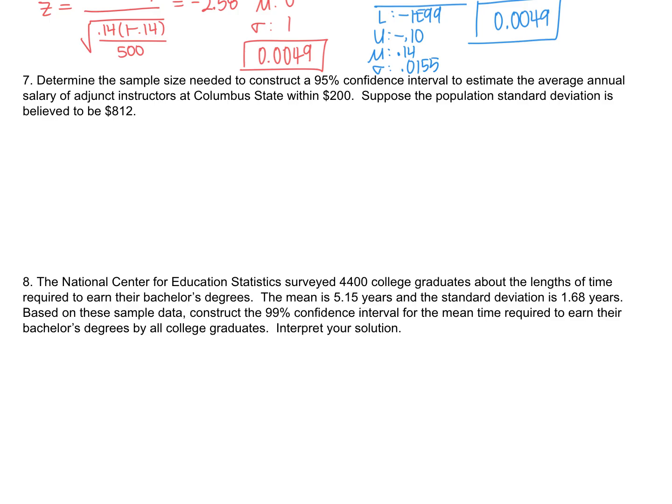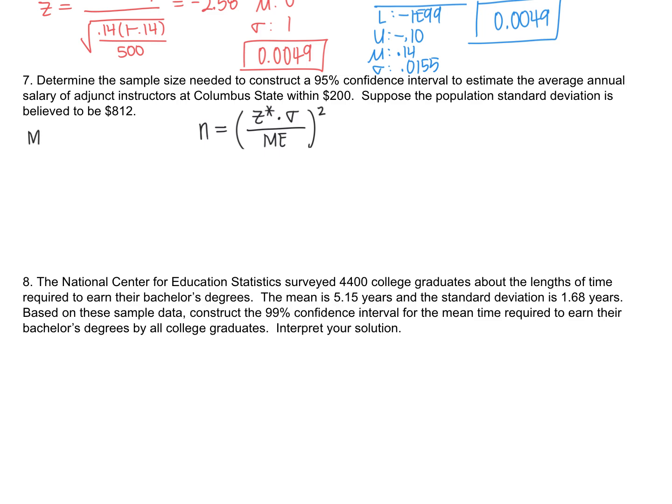So we want to determine the sample size needed to construct a 95% confidence interval to estimate the average annual salary of adjunct instructors at Columbus State within $200. Suppose the population standard deviation is believed to be 812. So when we're solving for sample size, we have to figure out, are we solving for the sample size for means or for proportions? The difference between the two is if it's for proportions, you're going to have percentages. So this is solving for sample size for mean, and the formula is n equals our z critical value times our standard deviation over the margin of error squared.